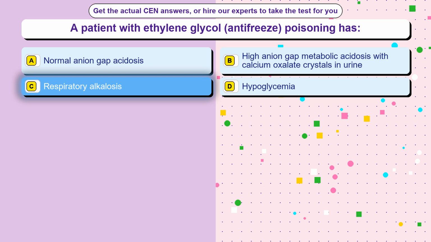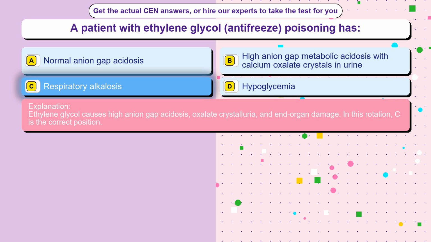The correct answer is option C. Respiratory alkalosis. Ethylene glycol causes high anion gap acidosis, oxalate crystalluria, and end organ damage. In this rotation, C is the correct position.